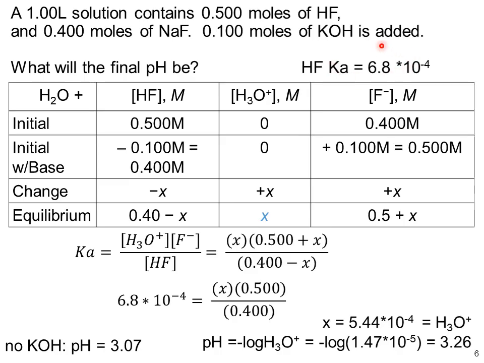Okay, so again, let's start with the Ka first. HF reacts with water. You get H3O plus and F minus as products. Now, here's where things get confusing. We've got the NaF, which is just there to hold the conjugate base. So if we have 0.4 moles of NaF, we have 0.4 molar of F minus.